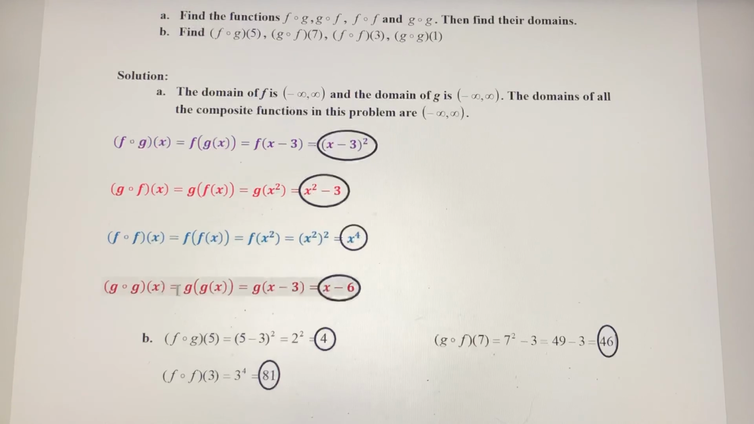And then finally, let's do g of g here. I'm going to do that for the value 1. So g of g of 1, I'm going to replace x with 1. That gives me 1 minus 6, which is negative 5. So that's composite functions: how you find the composite functions and determine the domain. In the next video, we'll go over one where the domain's a little more difficult to find. And the last thing we did was evaluate the composite functions at certain values of x.